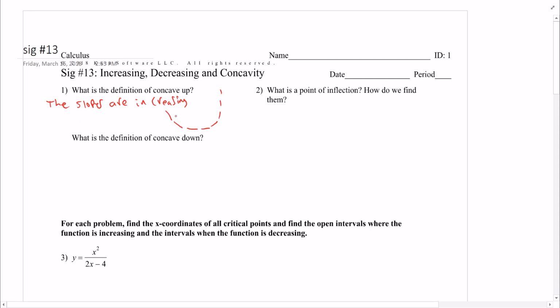But it doesn't always have to start negative, right? You could start at like 0 and then be getting steeper and steeper, or you could start with a slightly slow one and then steeper and steeper, right? Those are all concave up.